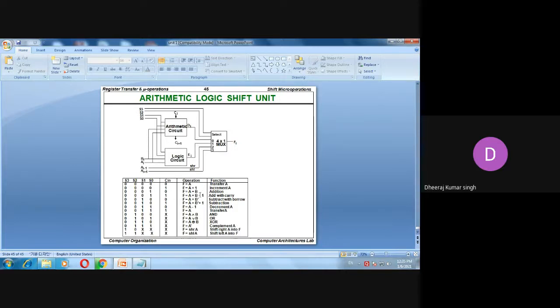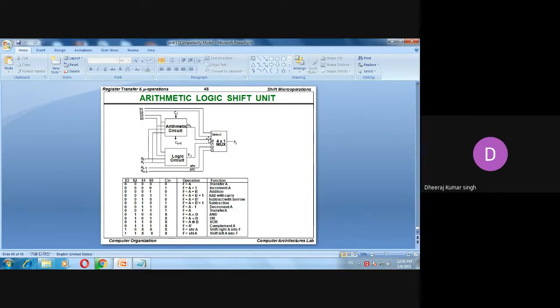Is it okay? Yes, sir. Yes, sir. So this is the ALU, and this is the block diagram for the arithmetic logic unit circuit. That is the ALU circuit.